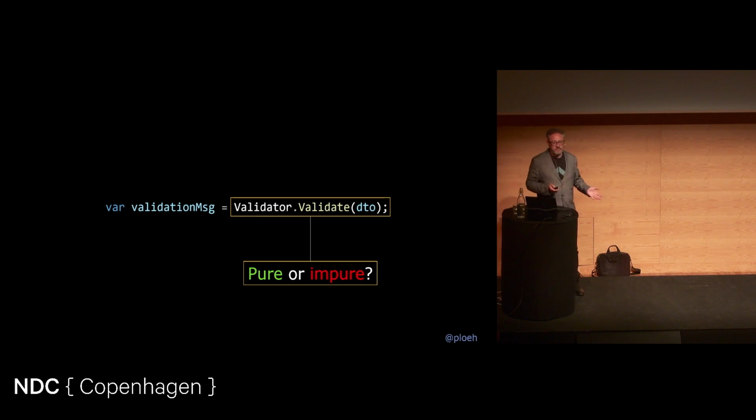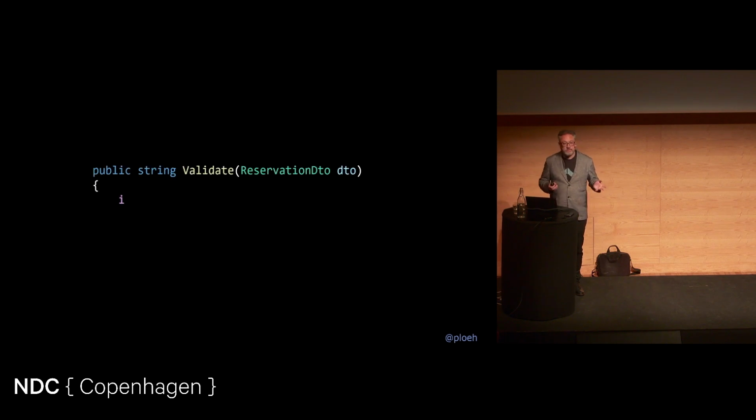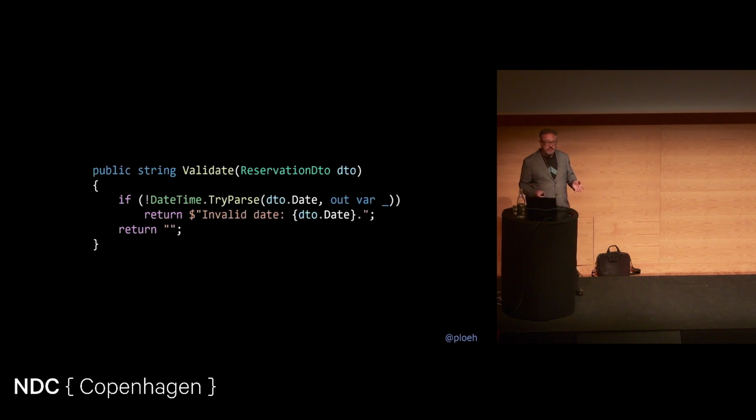So in order to answer that question, you have to go and look at the source code and say, does it do any sort of non-deterministic behavior? This is a very simple example, just to get the point across. The protocol here is that if we return the empty string, that's sort of like an error message, and an empty error message indicates that there's no error. On the other hand, if we return a string that's not empty, that indicates an error. That means the DTO is not valid.